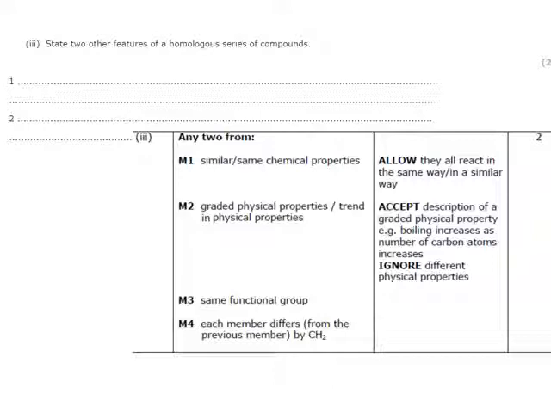If you have methane, as opposed to another member of the hydrocarbons, C50, let's say C50H102, they're going to have different physical properties. They're going to have different colors, totally different colors. There can be different states at room temperature, different flammability, and all of that stuff. So it's graded physical properties. Okay, same functional group or CH2 group.